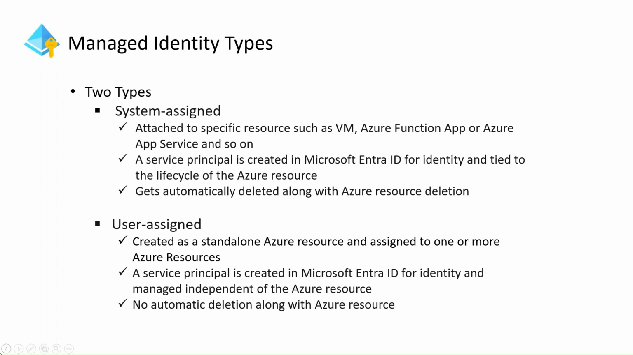System assigned. System assigned managed identity is tied to a specific Azure resource such as virtual machine, Azure Function App, Azure App Service, and so on. It can be enabled directly on the resource. Once the system assigned managed identity is enabled on a resource, a service principal is created in Microsoft Entra ID for the identity, and the service principal is tied to the lifecycle of that Azure resource.